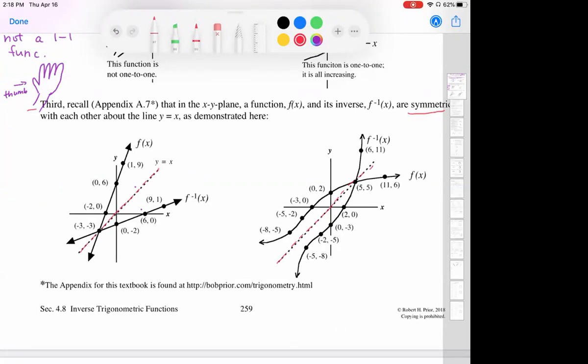Mainly, the idea is if you fold your paper along this way, and let's say it was some really inky marker, it would copy an image. If you were to fold your paper, it would copy an image so that you have it here too.